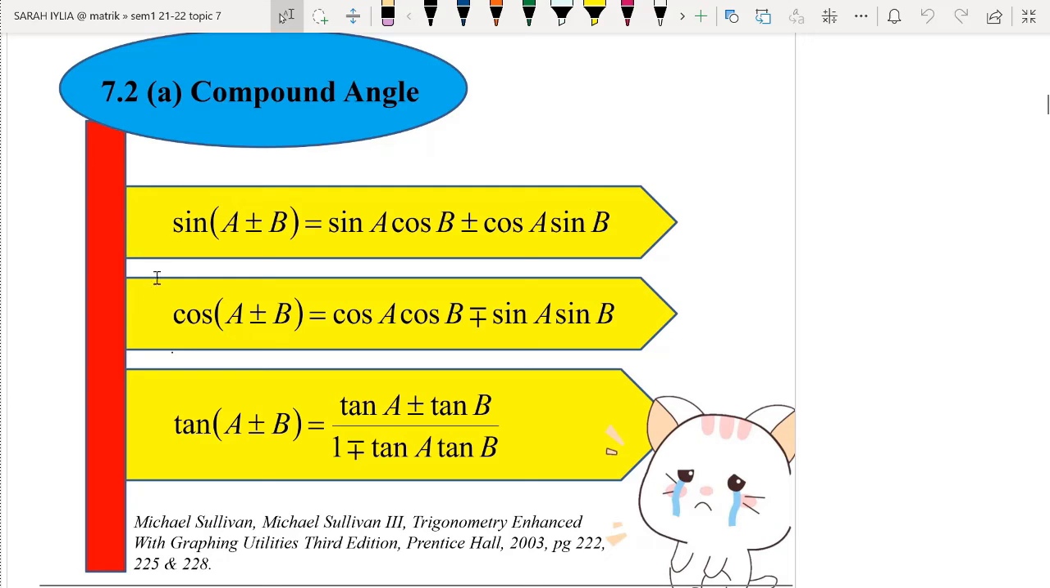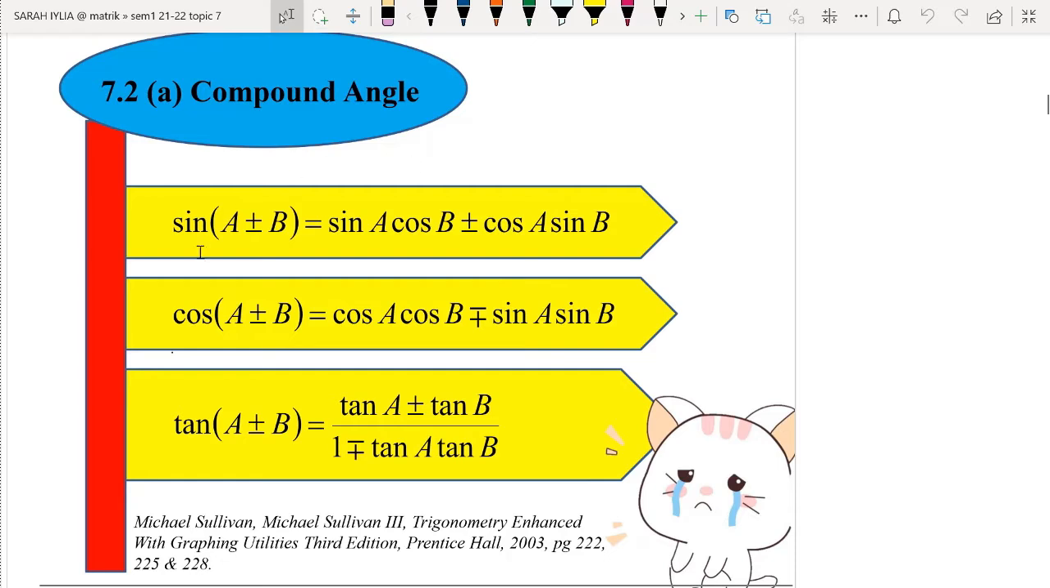Okay, so we have sin of A plus minus B. Itu formula dia: sin A cos B plus or minus cos A sin B. And then second one, cos of A plus minus B: we have cos A cos B, negative or positive of sin A sin B. And then last one, tangent of A plus minus B: tangent A plus minus tangent B over 1 minus plus tangent A tangent B. Saya membaca je formula kat situ.